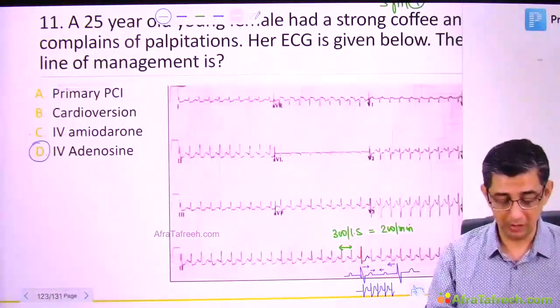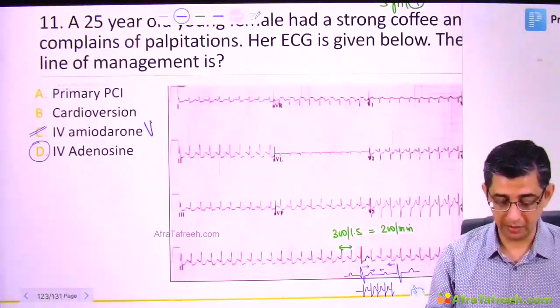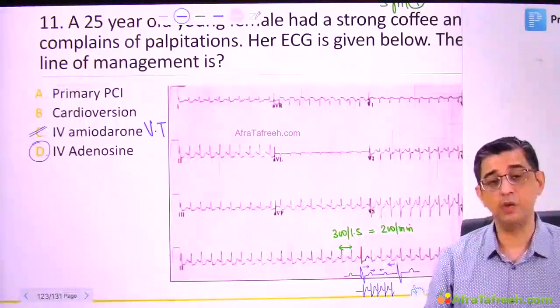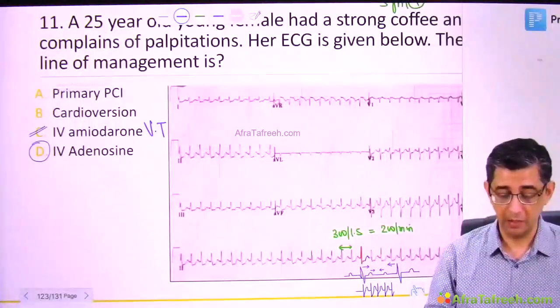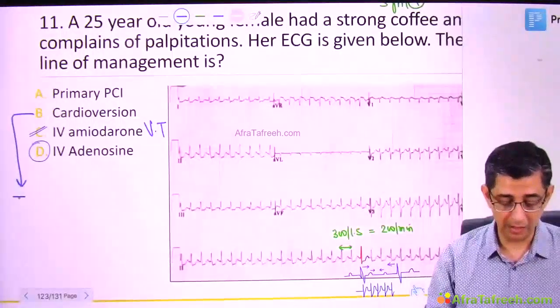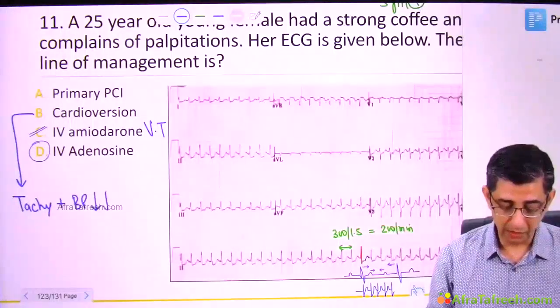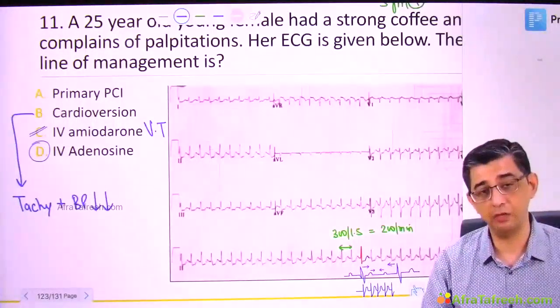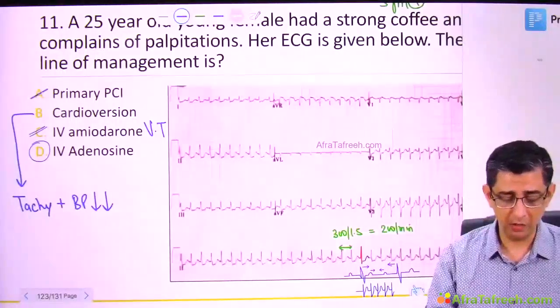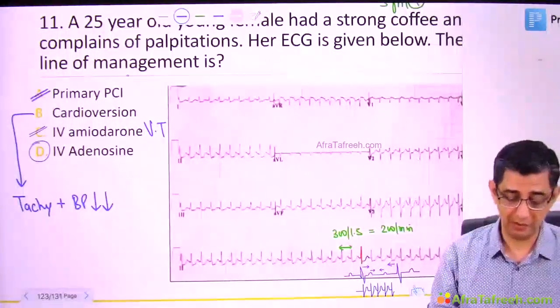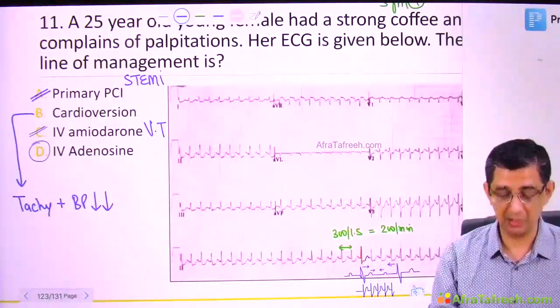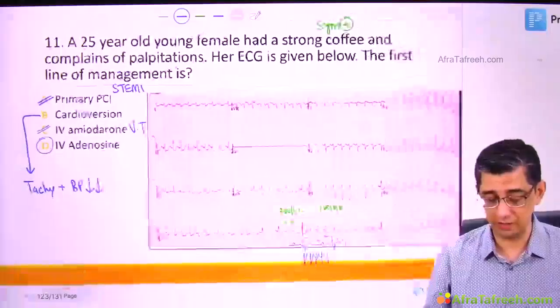Amiodarone is ruled out because it is useful for the treatment of ventricular tachycardia. If in this MCQ an unrecordable BP was given, if we talk about a tachyarrhythmia and hemodynamic compromise, he talks about unrecordable BP. That is where cardioversion is done. And PCI is anyway ruled out because that is done for management of patients with ST elevation MI, and this person is rather having a paroxysmal supraventricular tachycardia.